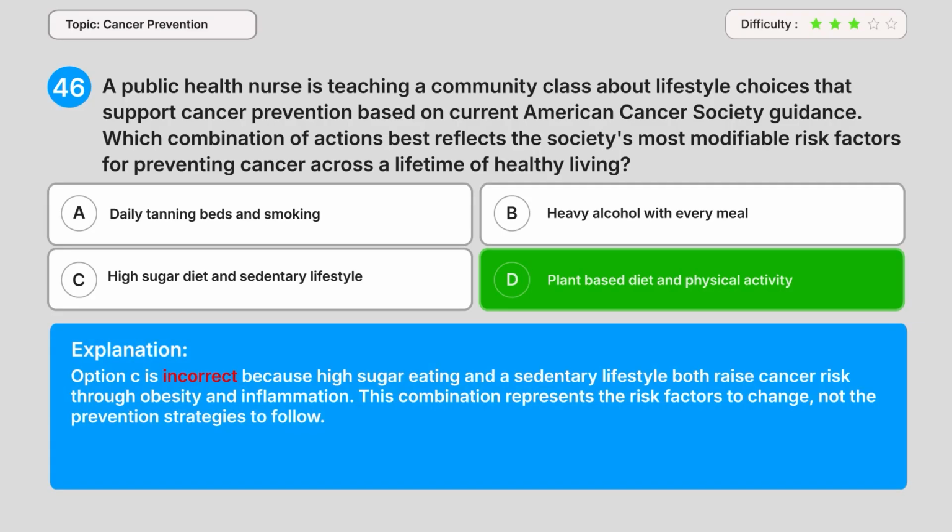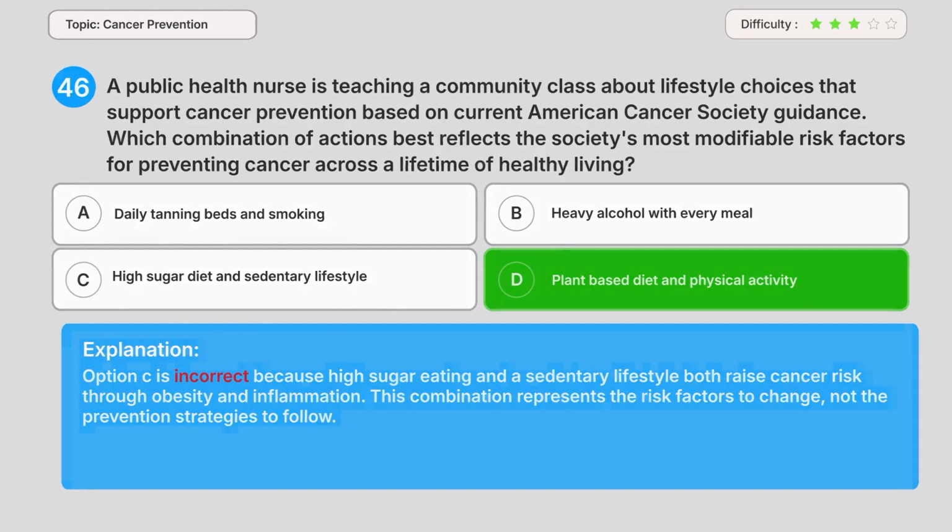Option C is incorrect because high sugar eating and a sedentary lifestyle both raise cancer risk through obesity and inflammation. This combination represents the risk factors to change, not the prevention strategies to follow.